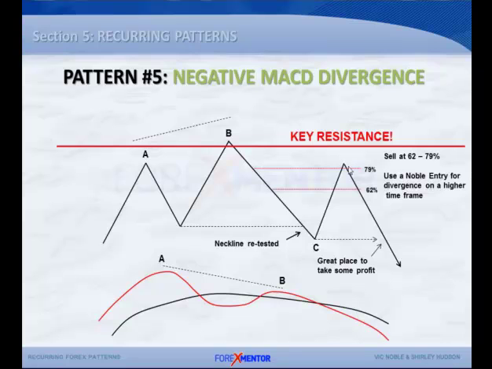Again, if it's a smaller time frame chart like a 15, you could sell it at 62% if the stop loss above point B would result in a small amount of pips risk, like 20 pips or less. Or to keep it simple, just go for 79%. Nothing wrong with that. If it's a higher time frame chart, you might want to use the noble entry to keep the risk really nice and low on it.